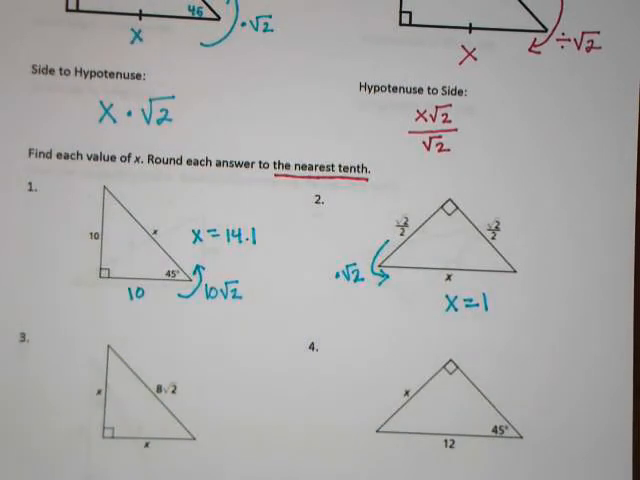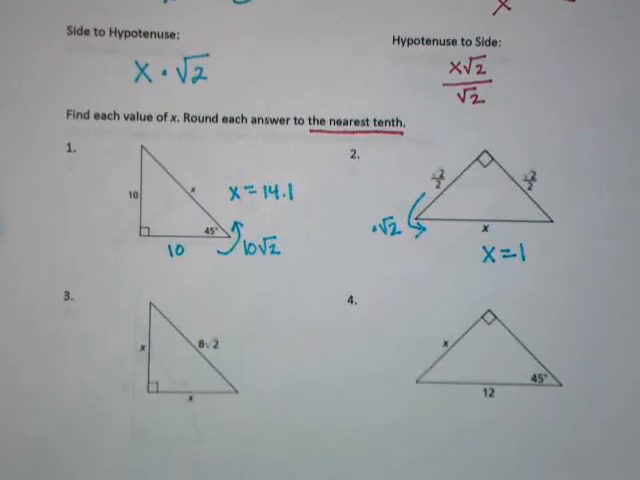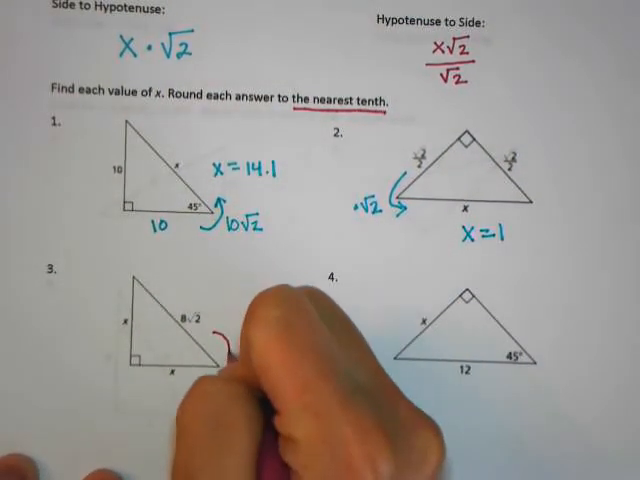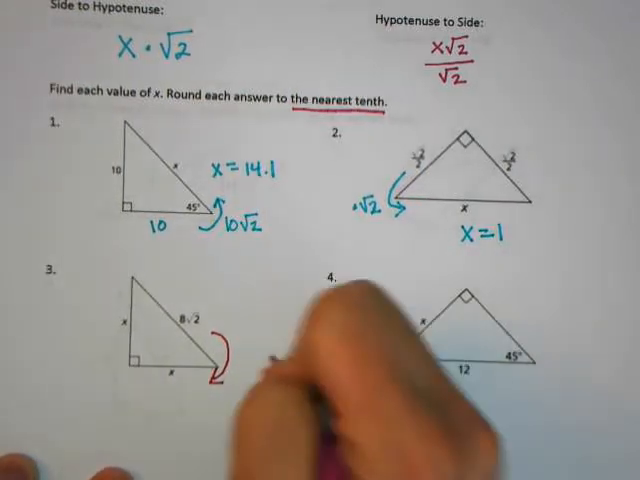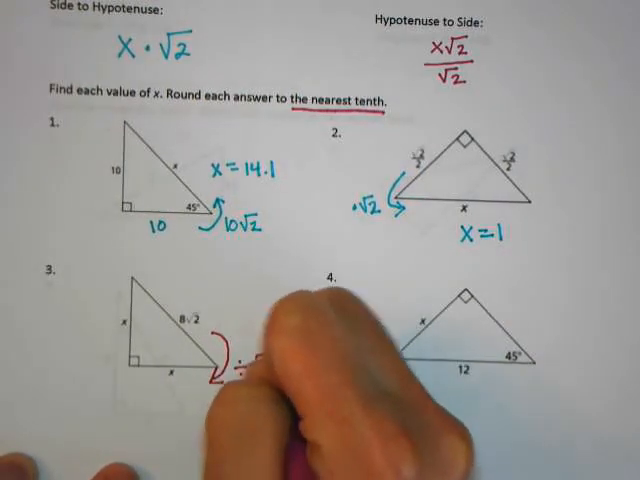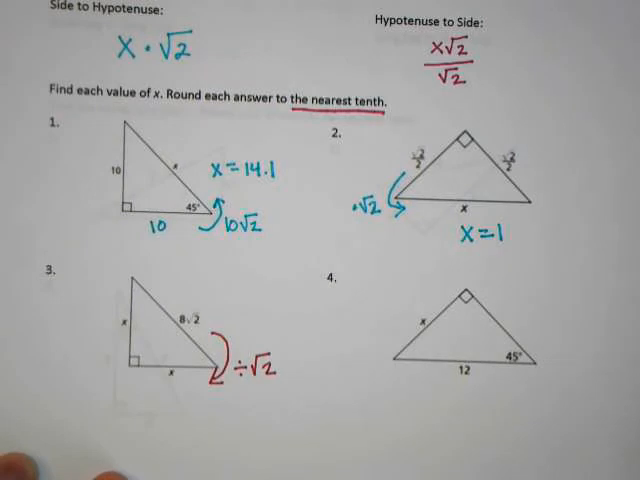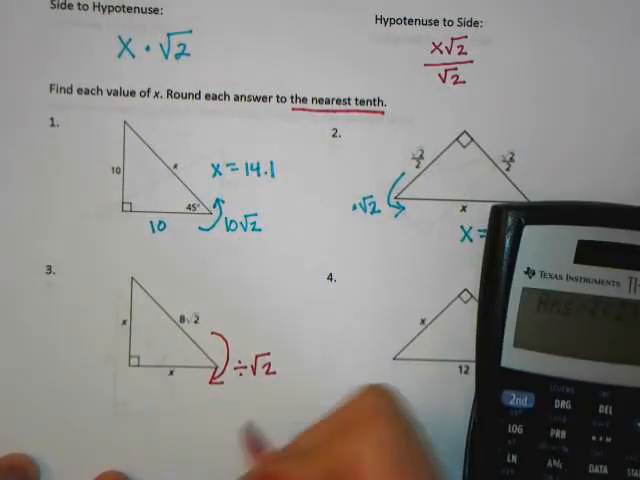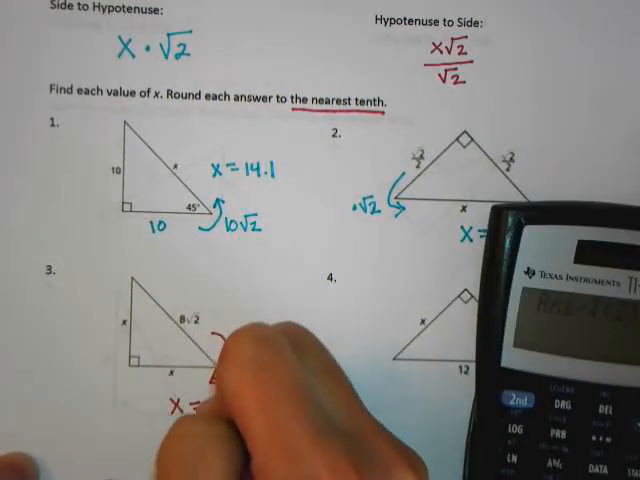Alrighty. Number 3. This time it gives us our hypotenuse, and now we need to work backwards to find our side. So we're going from our hypotenuse to our side, right? We are going to divide by the square root of 2. And actually, when you put this in your calculator, you are only going to have, oopsies, the answer of 8 left because our square roots of 2 cancel.